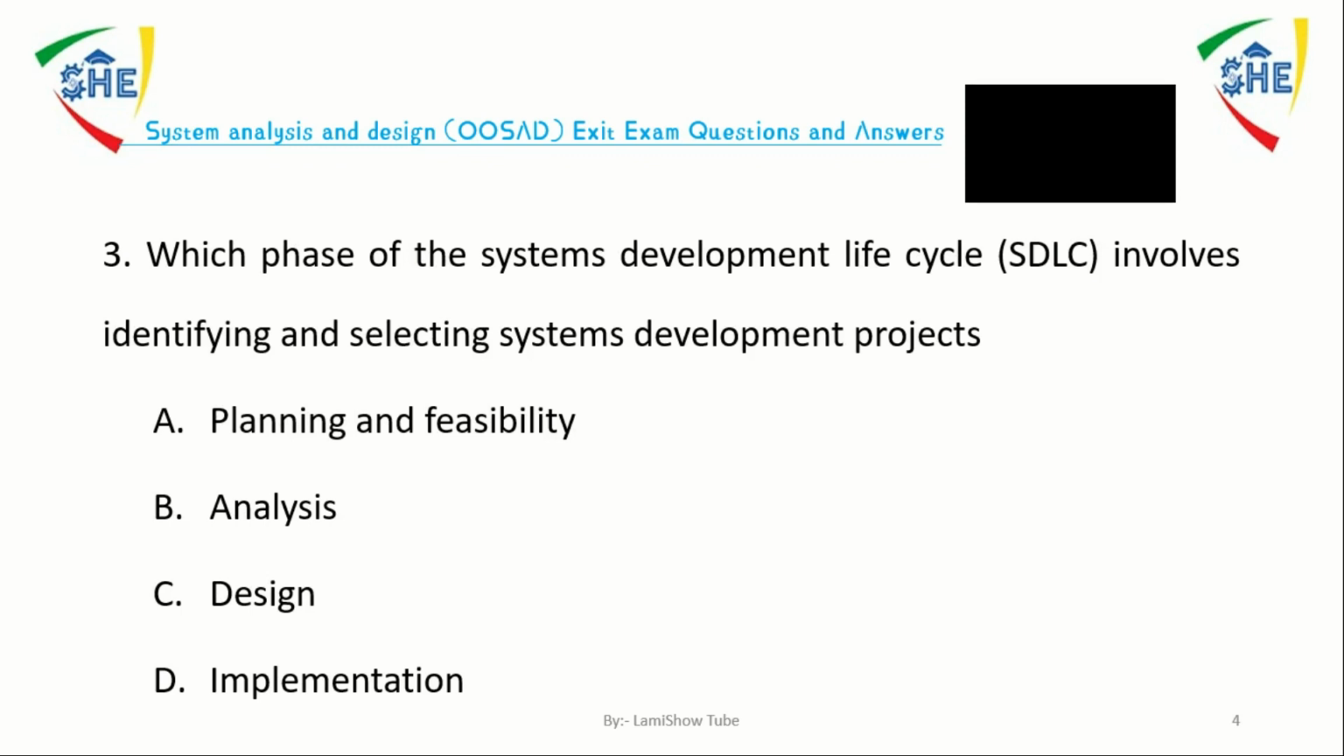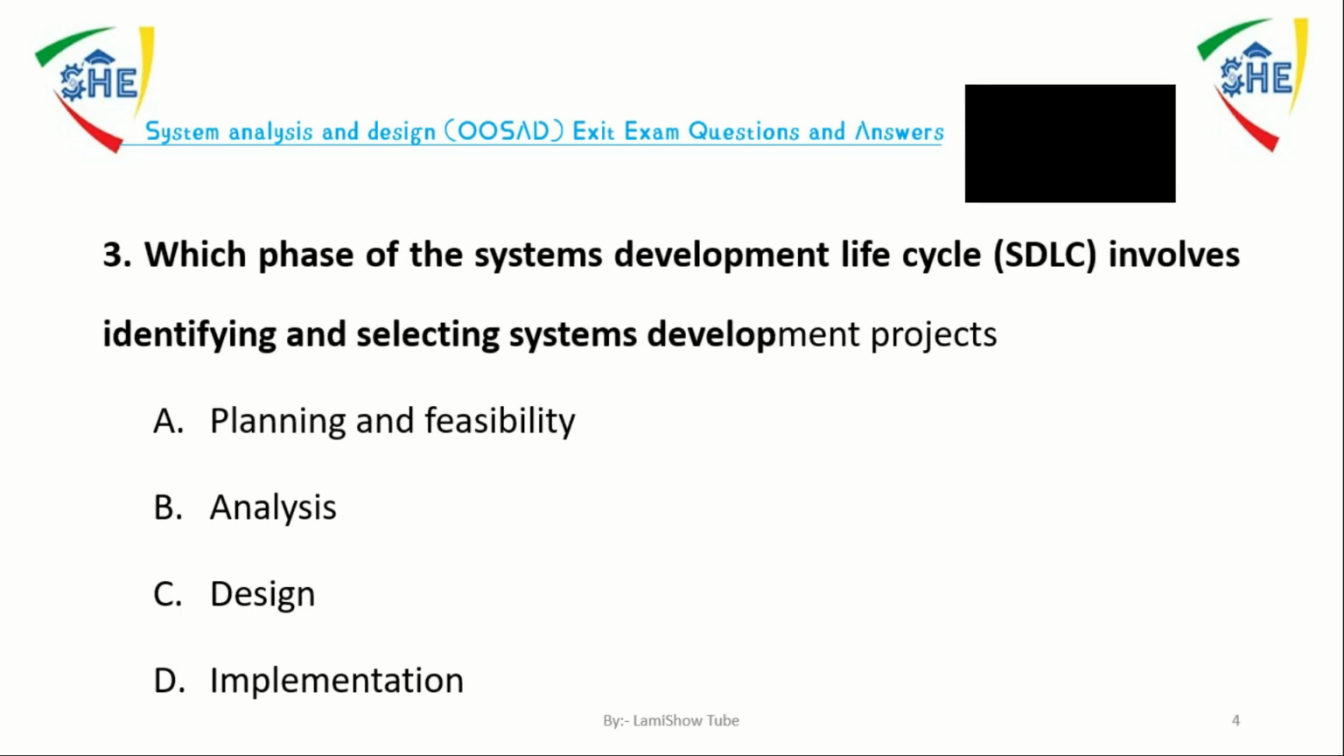Question number 3. Which phase of system development life cycle involves identifying and selecting system development projects? A, planning and feasibility. B, analysis. C, design. D, implementation.